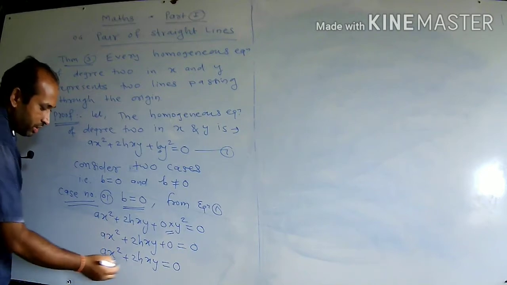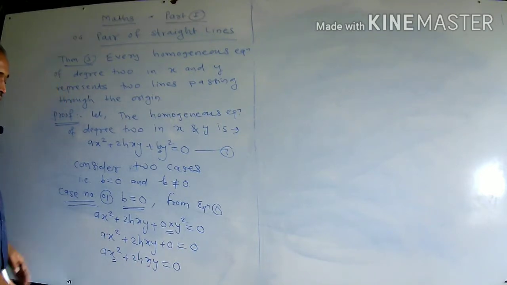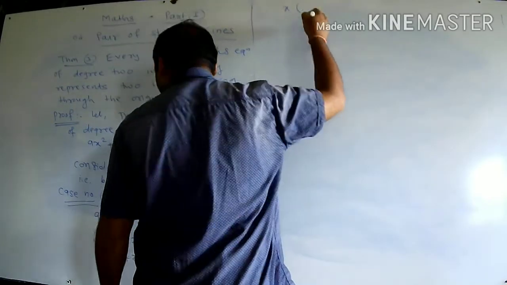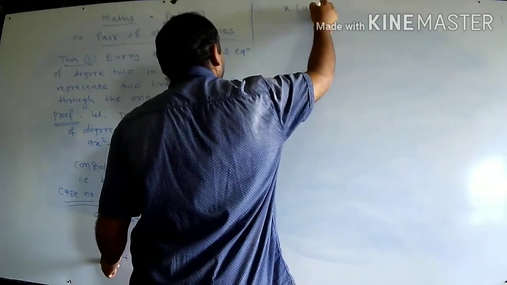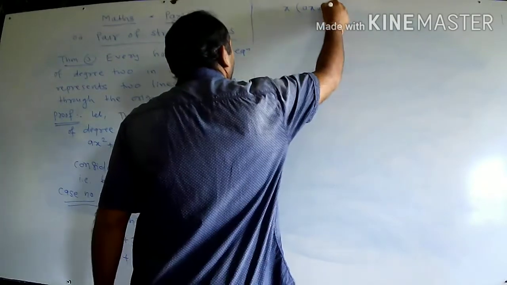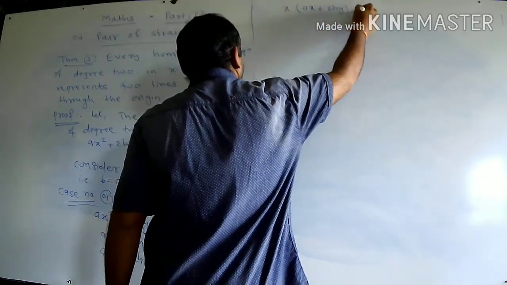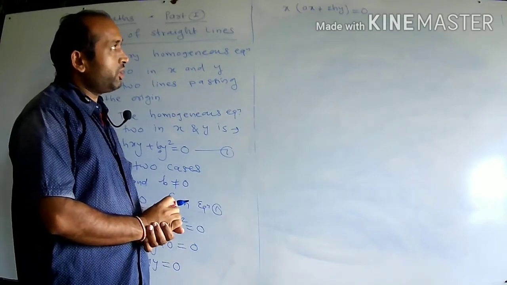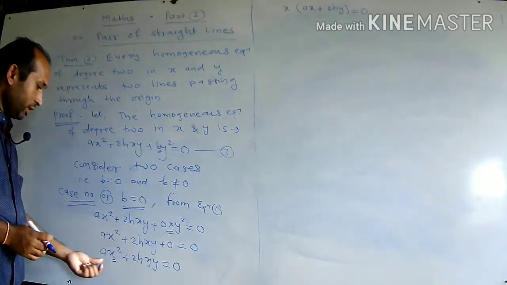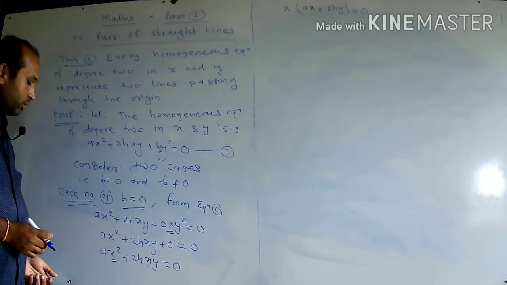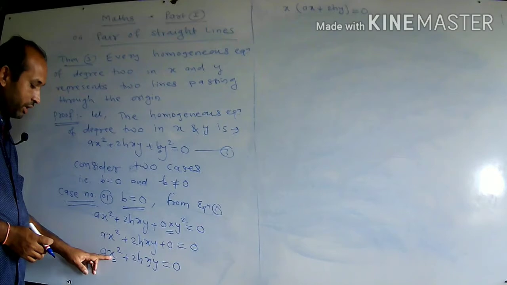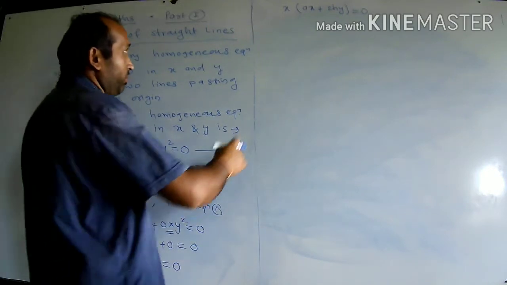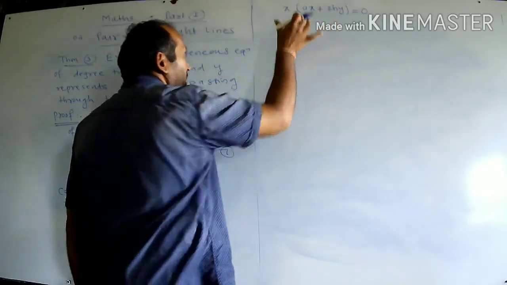So there are only two terms. Here there is x square and there is x also. So we can take x common from these two terms. Take x common. In bracket we have ax plus 2hy is equal to 0. We have taken x common from these two terms, so we have x into (ax plus 2hy) is equal to 0.